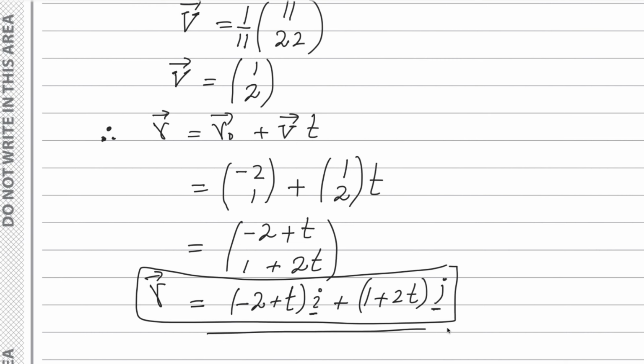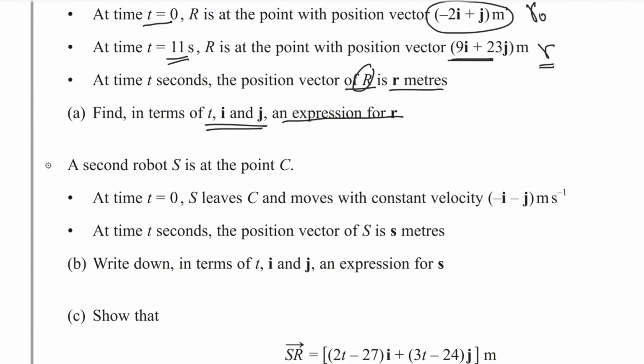First part is done. Now for the next part, a second robot S is at point C.